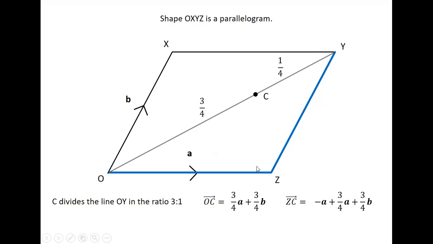Notice Z to C follows Z to O, which is minus A, plus O to C, which we calculated previously, which gives you 3/4 of A plus 3/4 of B. And this can be simplified as 3/4 of B minus A plus 3/4 of A would give you minus 1/4 of A.